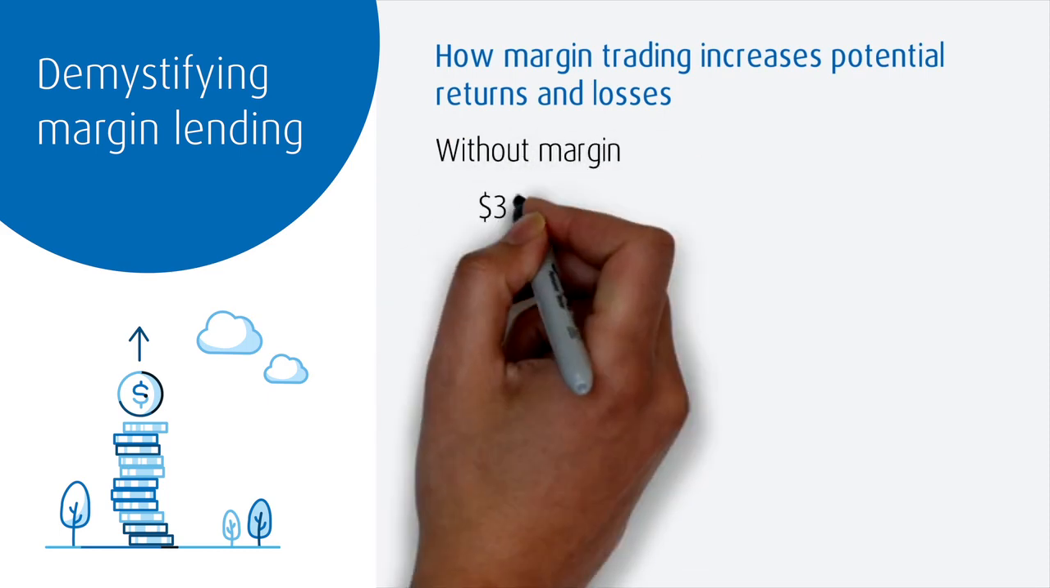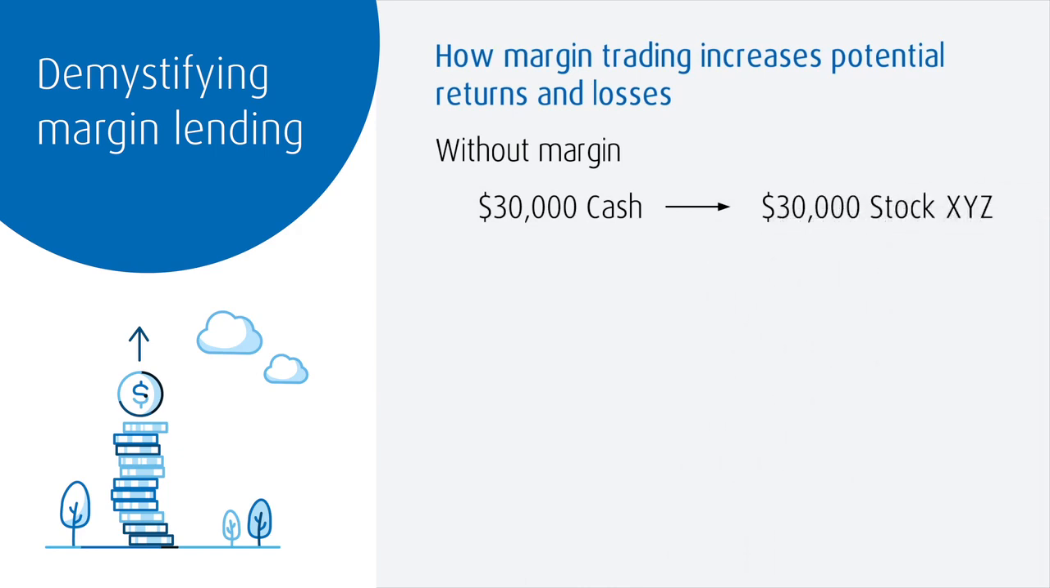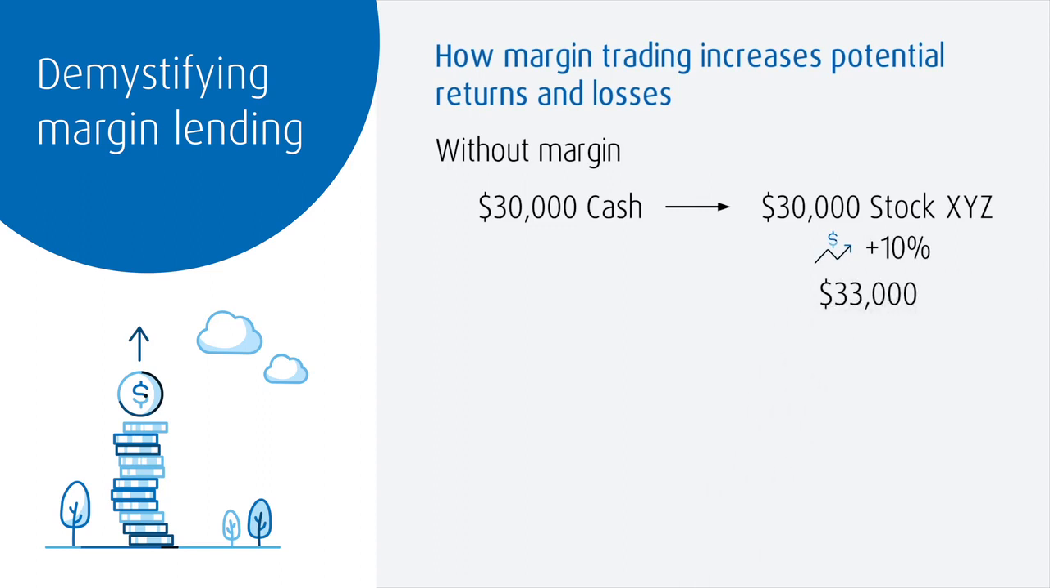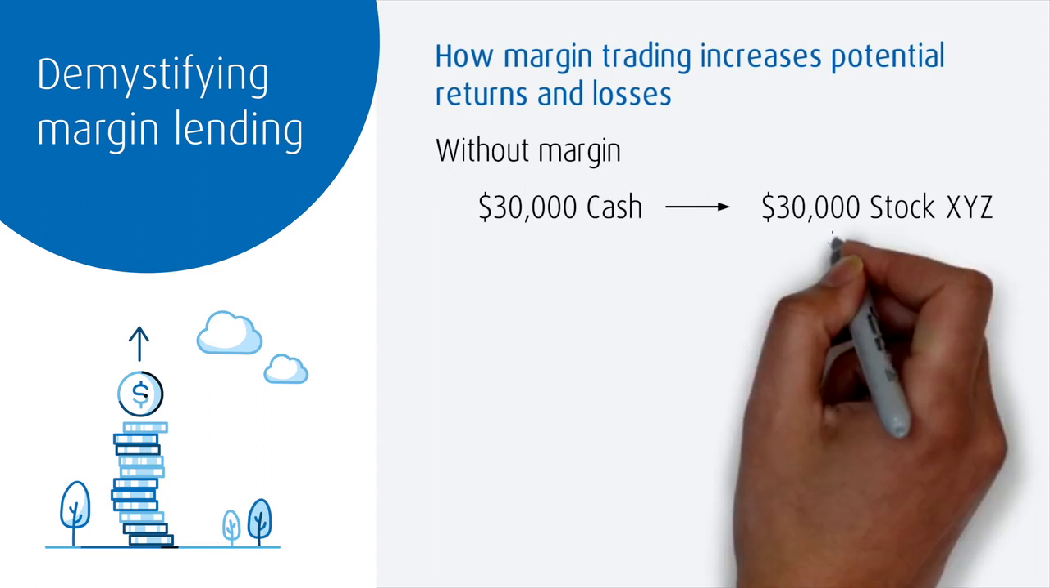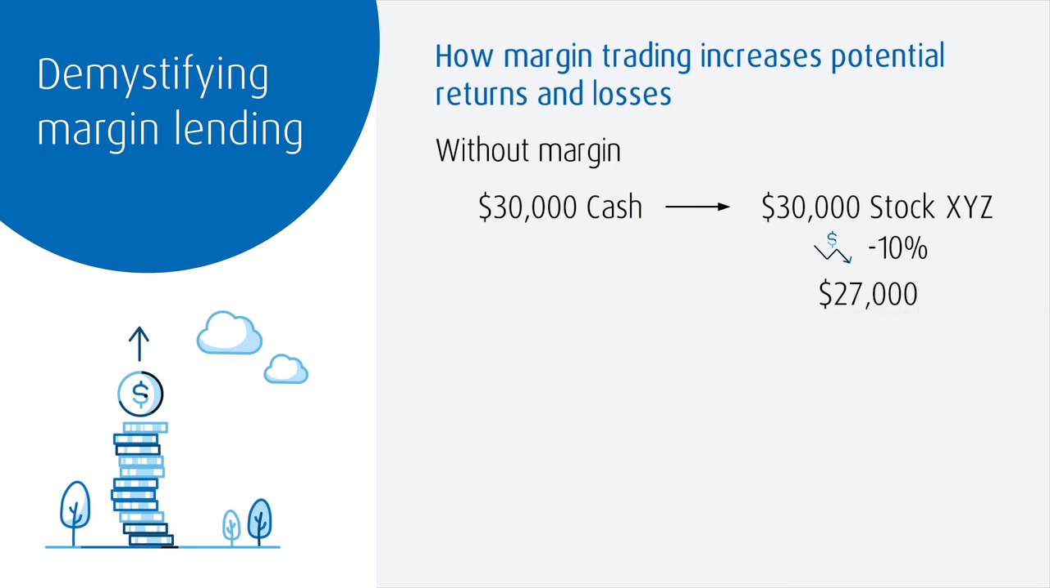If we only used our $30,000 cash to buy $30,000 worth of stock XYZ and it went up 10%, our market value would be $33,000. If it went down 10%, our market value would be $27,000. So we'd either be up or down $3,000 less the costs of executing the trades.